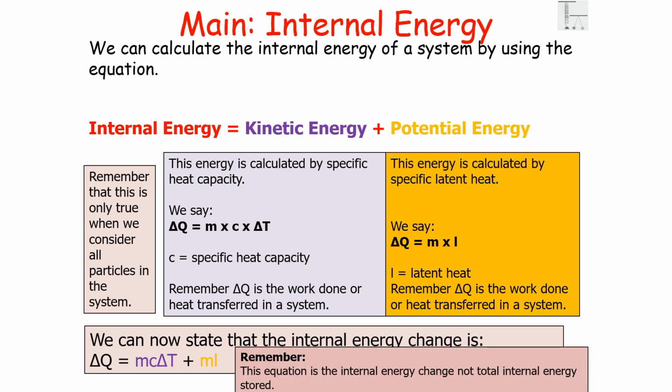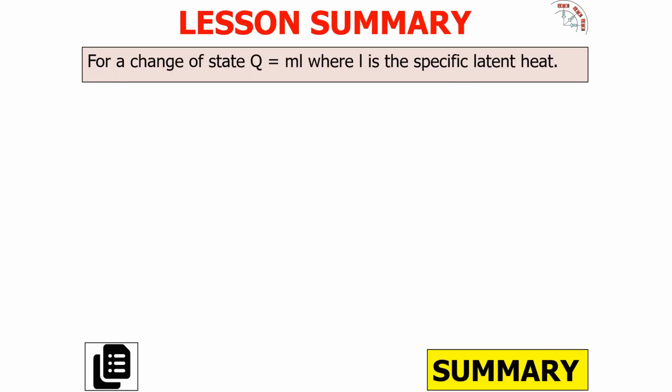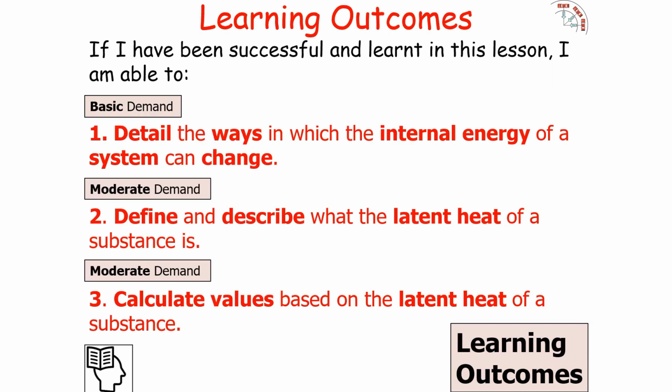Now please remember that this equation is not the total internal energy of the substance, rather it is the internal energy change. Now let's just summarize what we've learned in today's lesson. So for a change of state, Q is equal to mL, where L is specific latent heat.